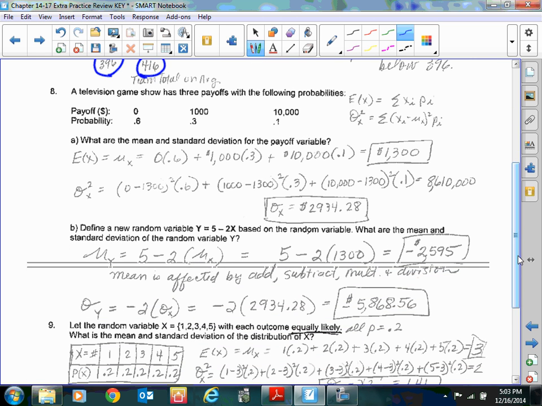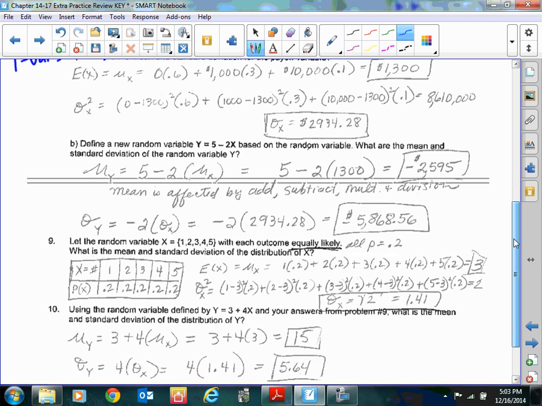All right, number 8 is doing the formula on this, which you could do on the formula chart. You could also put this into list 1 and this in list 2 and do one variable stats of L1, comma, L2. All right, and that's how you get your mean and your standard deviation.